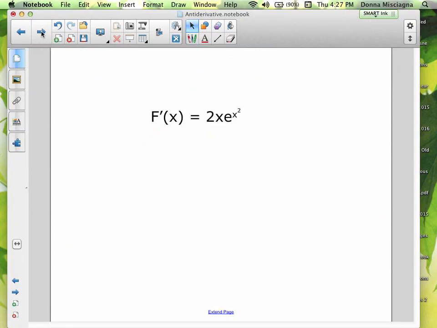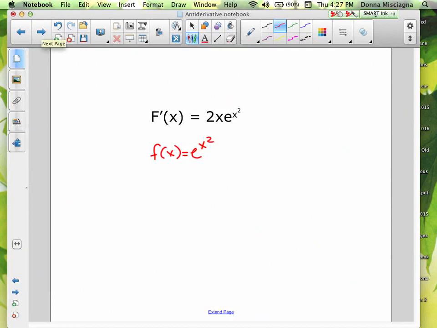But how about this one? The derivative is 2x e to the x squared. What function has 2x e to the x squared as its derivative? Okay, so take a moment, write down your answer. Okay, welcome back. Let me give you the answer first. If you wrote down e to the x squared, you are correct.